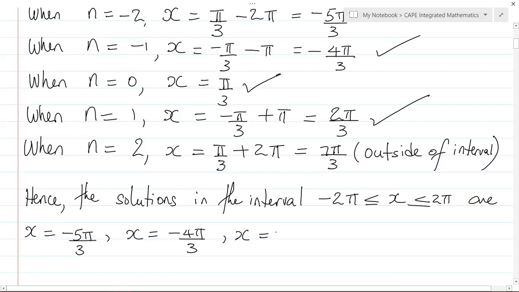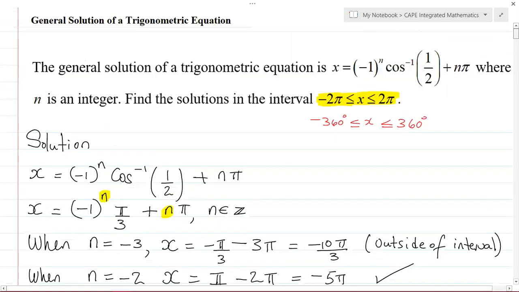X equals pi over 3 radians. But we have one more, x equals 2 pi over 3 radians. So we have 4 solutions in total inside of the interval that was given.